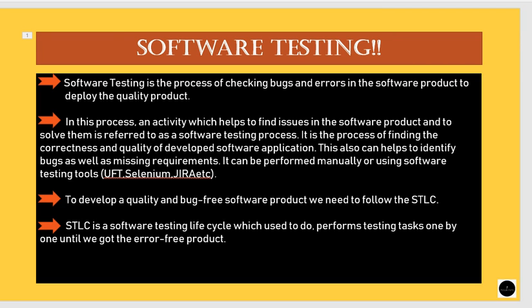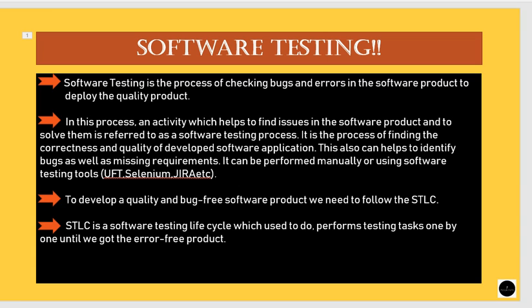Software testing. Software testing is the process of checking bugs and errors in the software product to deploy a quality product. In this process, an activity which helps to find issues in the software product and to solve them is referred to as the software testing process. It is the process of finding the correctness and quality of a developed software application. This also can help to identify bugs as well as missing requirements. It can be performed manually or using software testing tools like UFT, Selenium, Jira, etc.